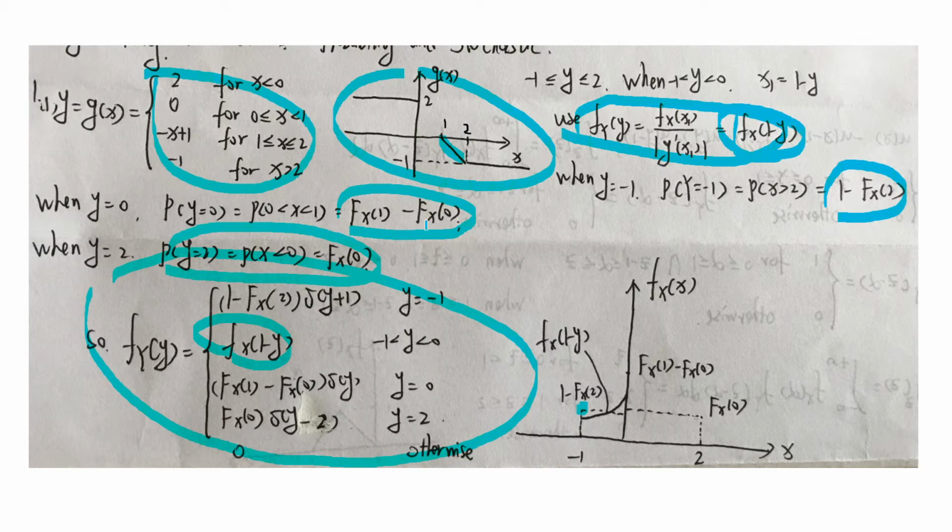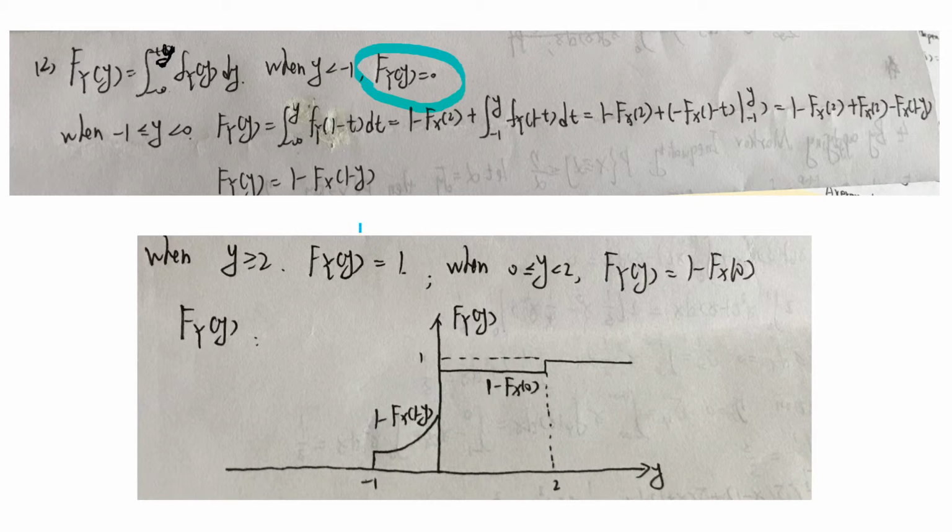So we need to use this function and this function here to discuss the probability density function of this circumstance. So we just use this formula here: FY(y) equals the integral of fY(y) from -infinity to y. And we already know that this range includes the point -1. So we can just write the integration like this.